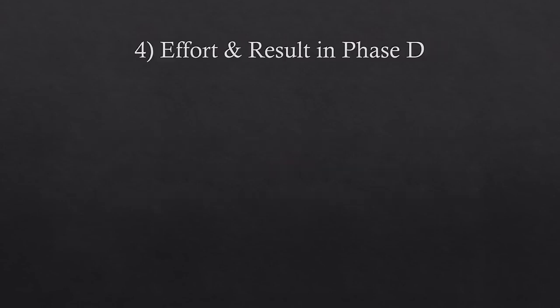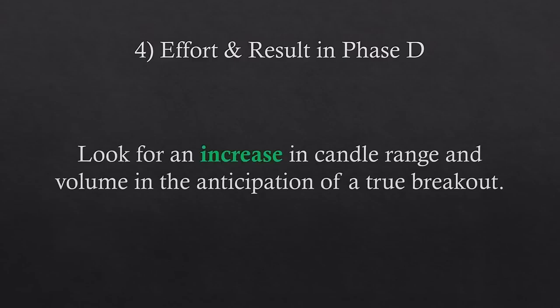Number 4. Effort and result in phase D. Ideally, after a false breakout event, the trader wants to see candlesticks increasing their range in the opposite direction, and volume starting to increase also. That's an indication that price will indeed break the opposite end of the false breakout. For example, after a spring, the trader wants to see sign of strength candles and volume picking up. After an upthrust after distribution, the trader wants to see sign of weakness candles and volume picking up.